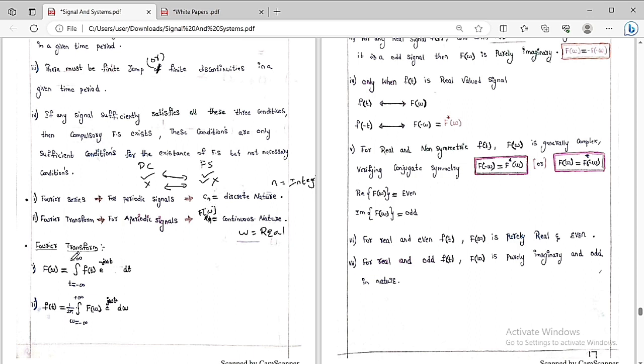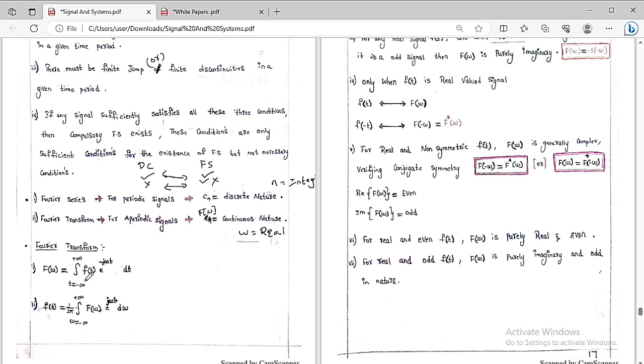Now we will discuss one more point about the Fourier transform. I already told you the Fourier transform is applicable for the aperiodic signal. So F of omega is equal to the integration over t from minus infinity to plus infinity of f of t into e to the power of minus j omega t dt. This is the Fourier transform of the signal f of t. For the reverse, f of t is equal to 1 by 2 pi times the integration over omega from minus infinity to plus infinity of F of omega into e to the power of plus j omega t d omega.